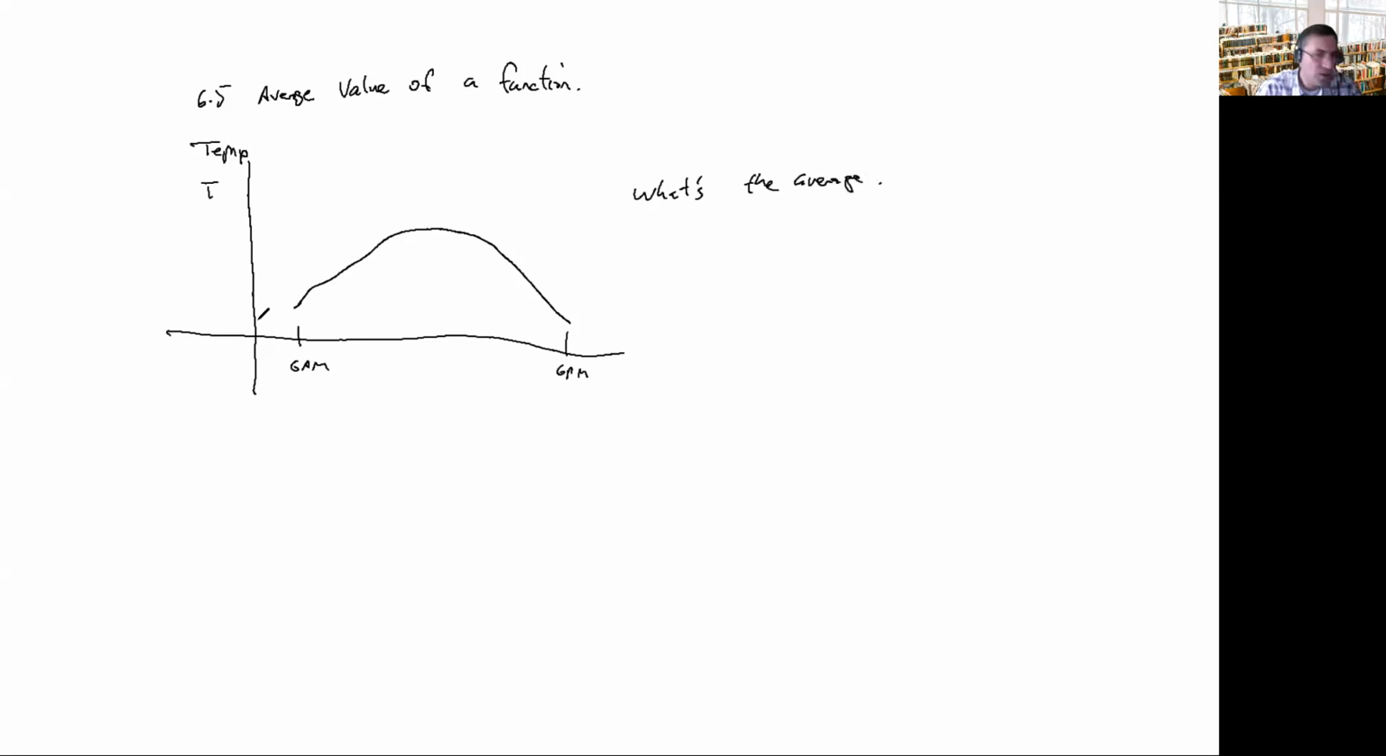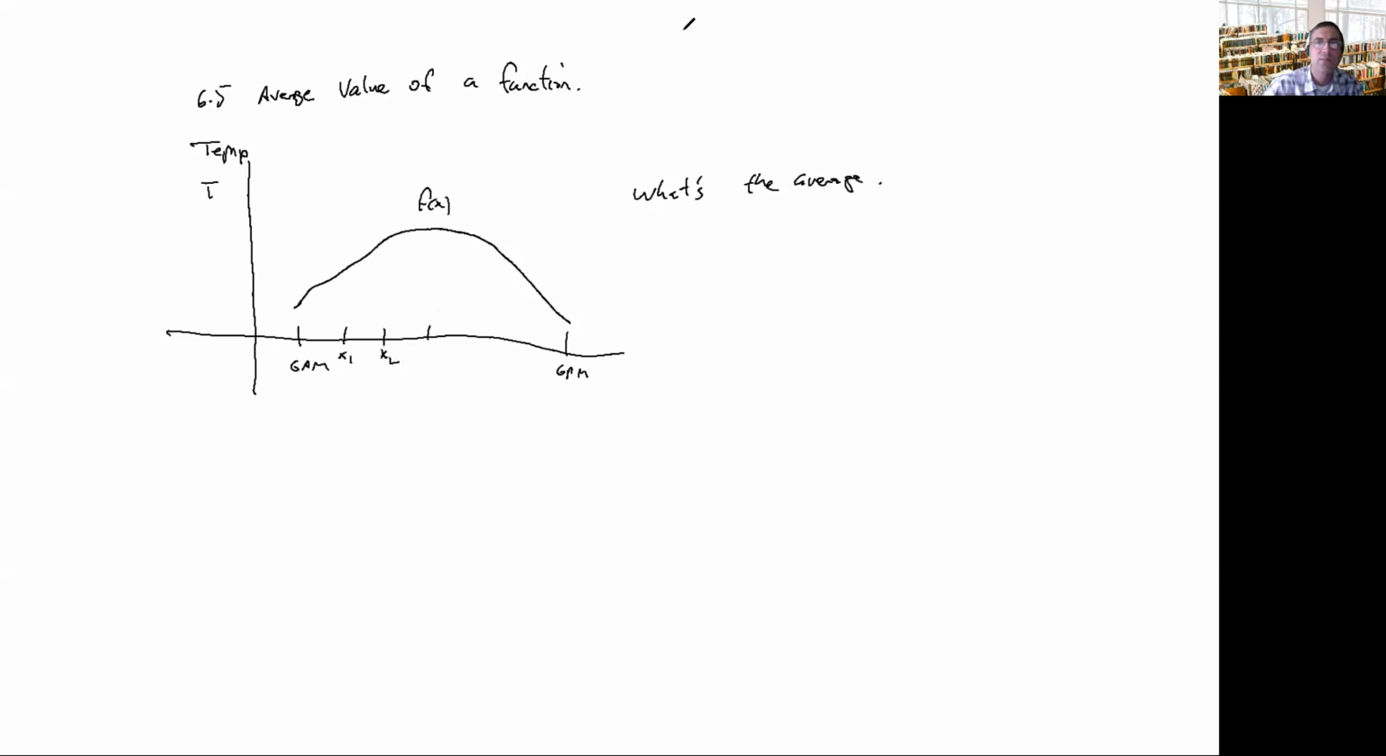Well, you can do this with any function. So let f of x be any function, not necessarily temperature. And then we could ask what's the average of a function, the average value of a function. One way to do this is to start choosing points along the axis.